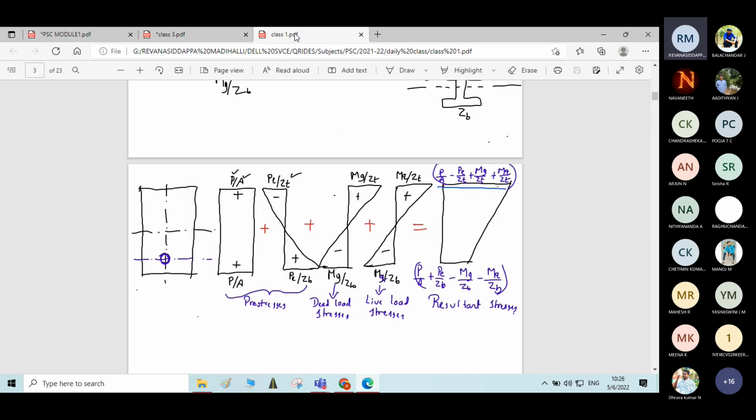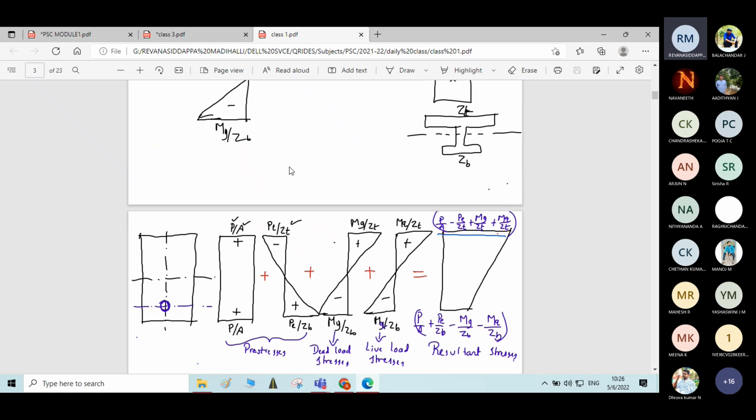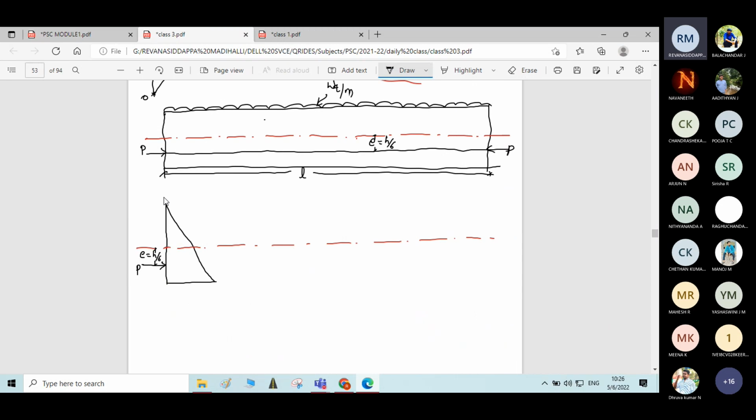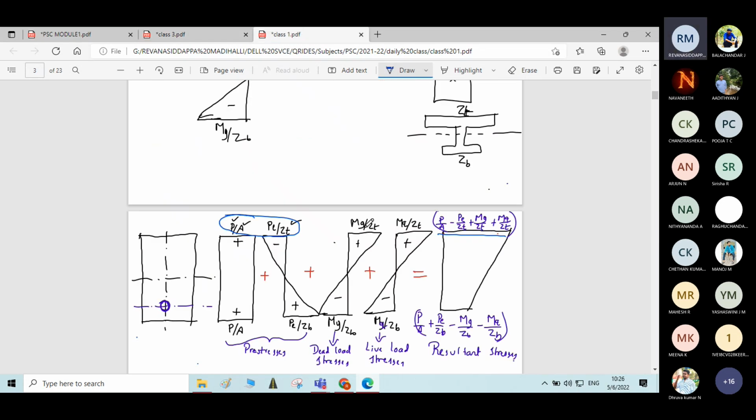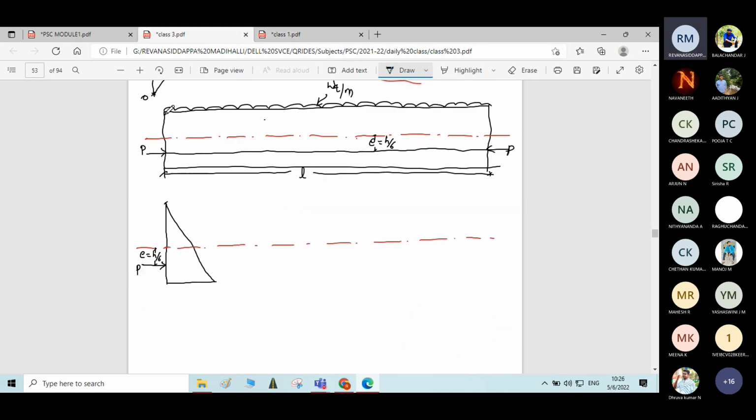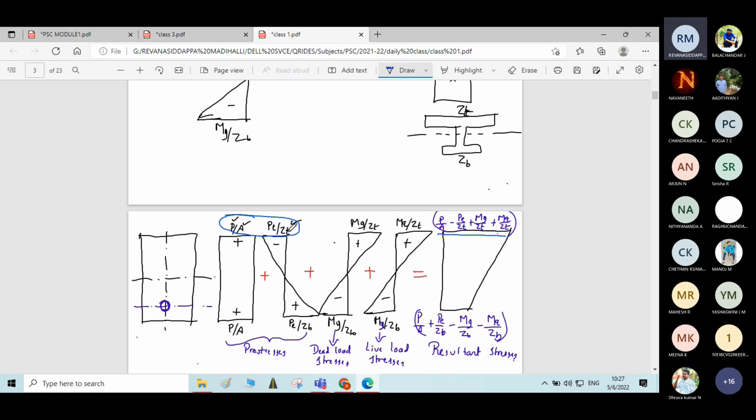What is the formula we have for top fiber stresses due to prestressing force? What is the resultant stress due to prestressing force? It is plus P by A minus P by Z. Correct? Plus P by A minus P by Z. Let me take that formula here. I am calculating the resultant stress due to prestressing force, meaning there is no moment due to dead load or moment due to live load, because at the end of the beam the moment is 0. At the support the moment is 0. Therefore, Mg and Mq will not come into the picture at the support section. I hope you are understanding.